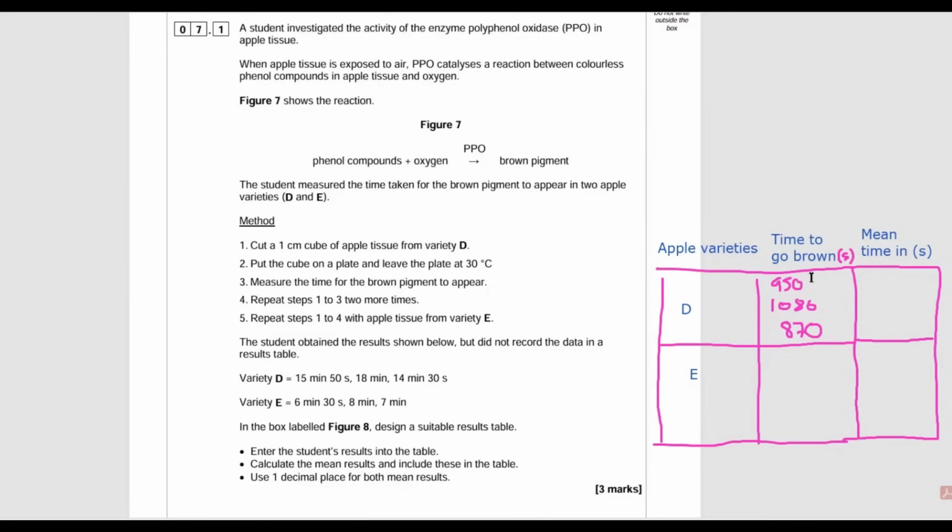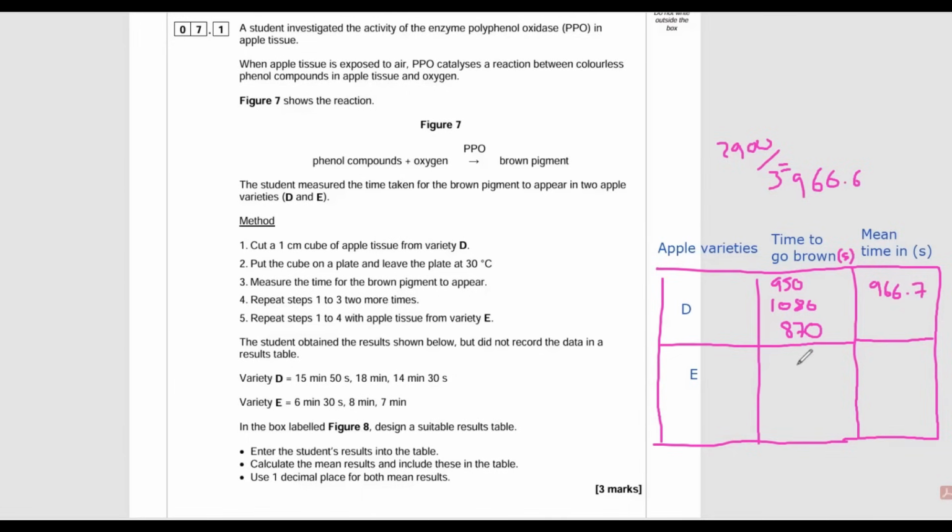I hope this is right. Divided by 3. So I got 2,900 divided by 3 gave me 966.6 recurring. Now I'm going to round that to one decimal place, and I'm going to go 966.7 as my mean time.